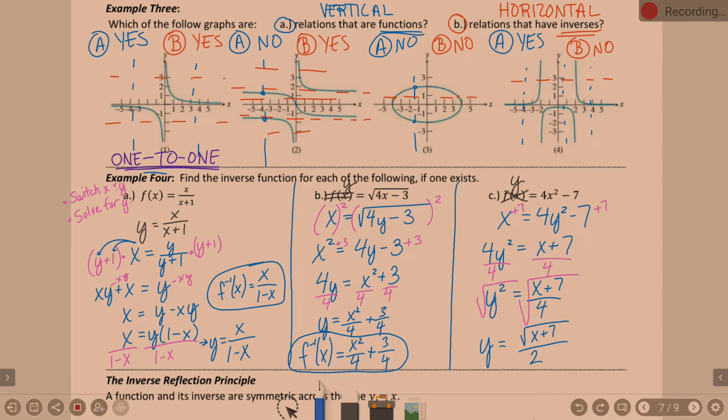What's the other little trick? Plus or minus. We took a square root in an equation situation, so we do need to say plus or minus. So y equals plus or minus the square root of x plus 7 all over 2. Or in function notation, f inverse of x is equal to plus or minus the square root of x plus 7 all over 2. Goodness, I struggled to write that one.